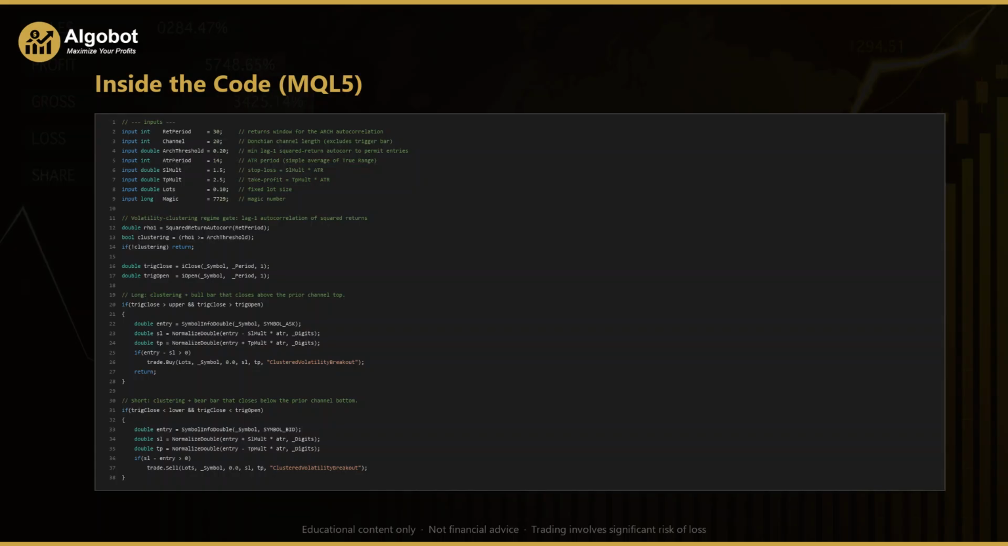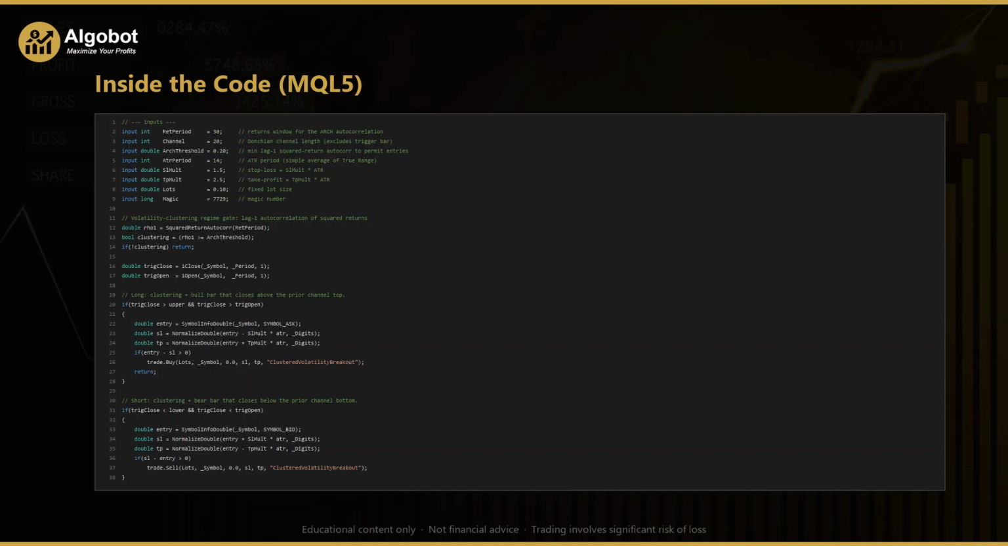The first block is the long side. You can see the condition. The trigger close is above the upper channel, and the trigger close is above the trigger open, a bullish breakout. When both are true, it reads the ask price, sets the stop loss at entry minus SL multiple times ATR, sets the take profit at entry plus TP multiple times ATR, and calls trade.buy with the fixed lot size.